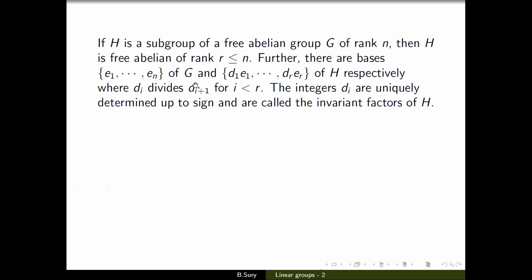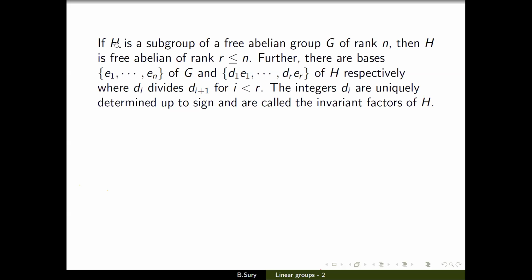That means, I didn't want to use the words, but as a Z-module, this is the basis. This is free abelian. So that means every element of G is a unique integer linear combination of these e_i's. Such n elements you can find. That is what this group G is.